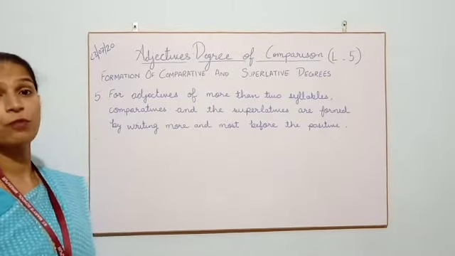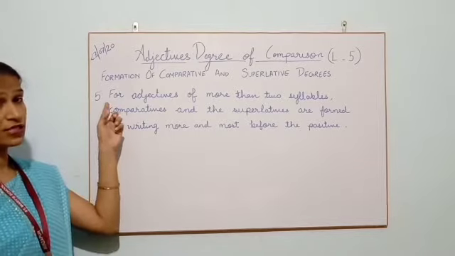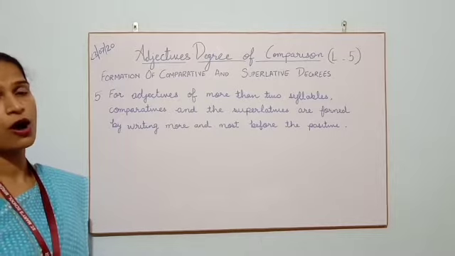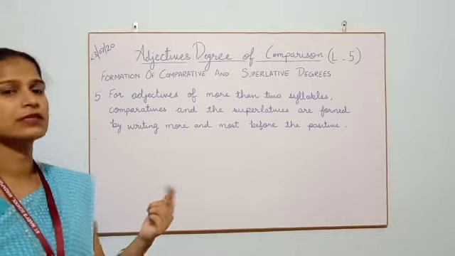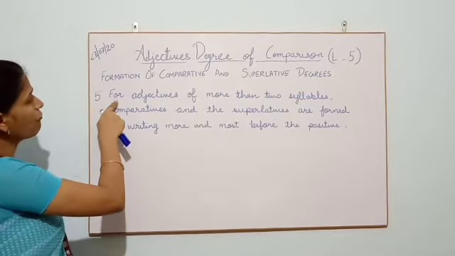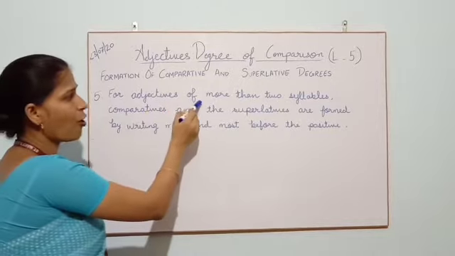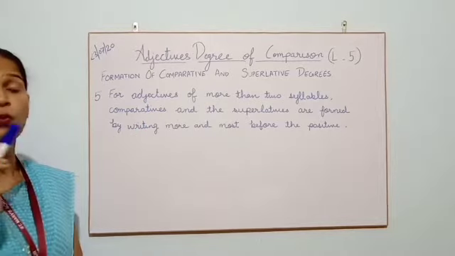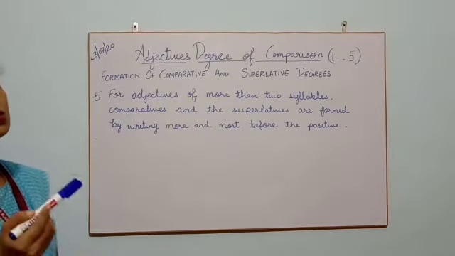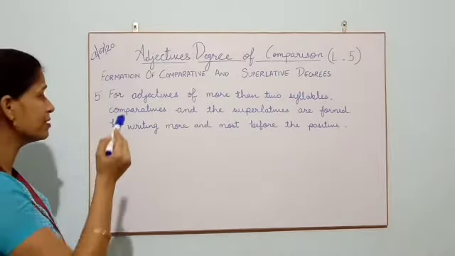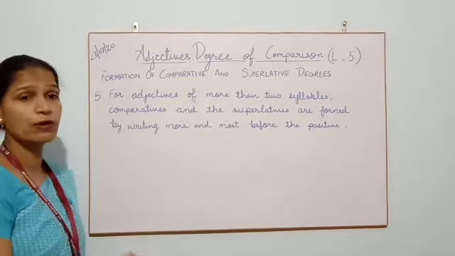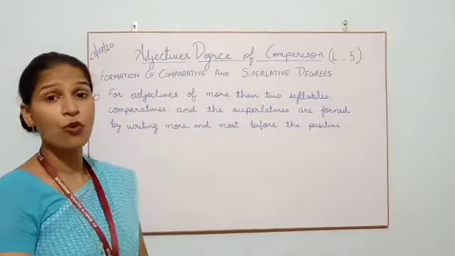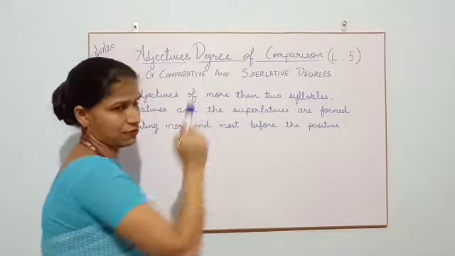Now, our fifth point will describe when we have adjectives with 2 syllables or more than 2 syllables. So let's see. For adjectives of more than 2 syllables, here it explains what happens. In that case, comparatives and the superlatives are formed by writing more or most before the positive.